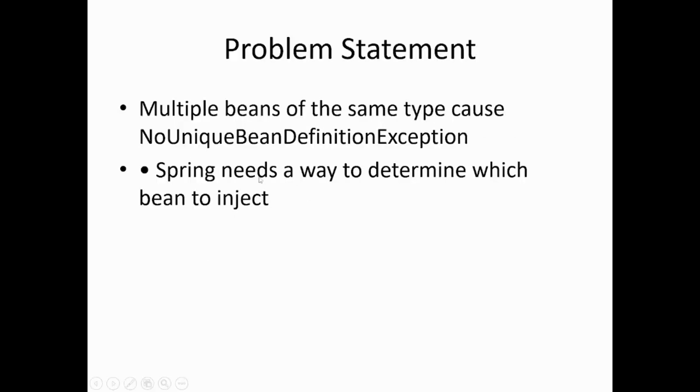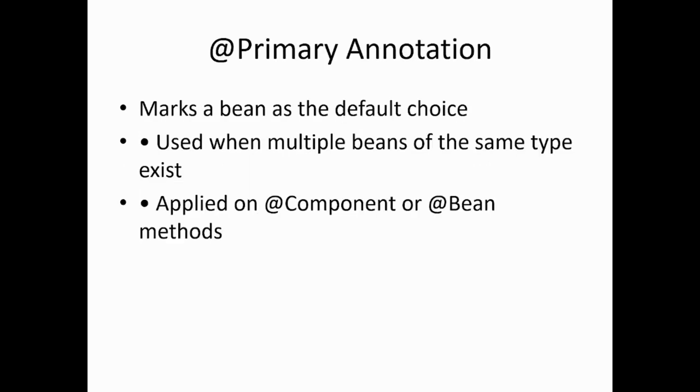So the problem statement for us would be if there are multiple beans of the same type, then we would get no unique bean definition. So that is something we want to avoid. And to avoid that, we have these two. We will try to understand what is the difference between them and how they can be utilized. So I'll directly jump to the example and then we'll come back to the PPT.